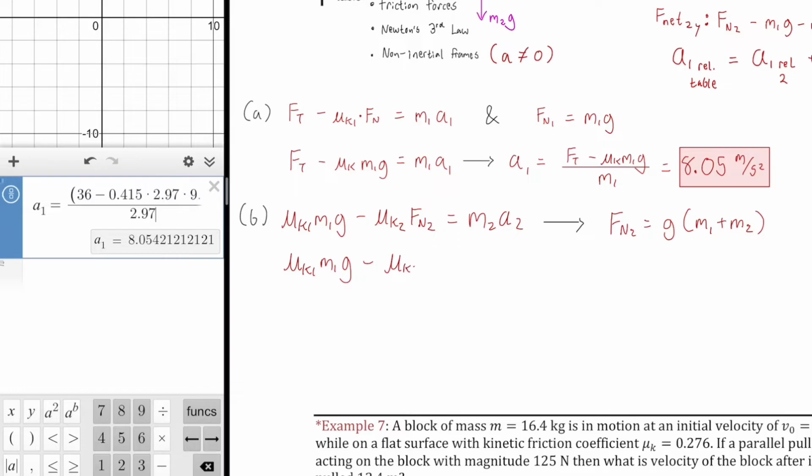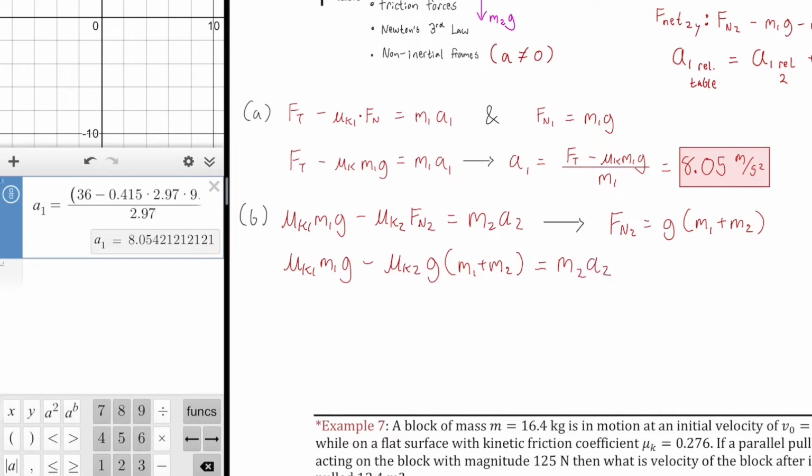Okay. And there's mu k2, right? Because different friction coefficients. And this one will just be g, which I pulled in front, and then the sum of the masses, right? The order doesn't matter with all this multiplication. And then over here, we just have our m2a2.